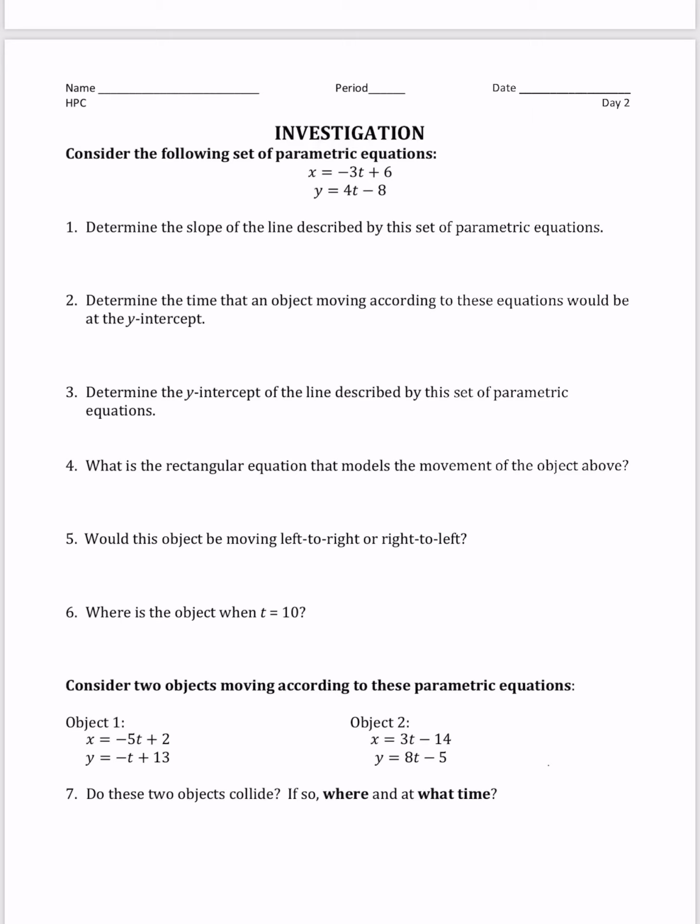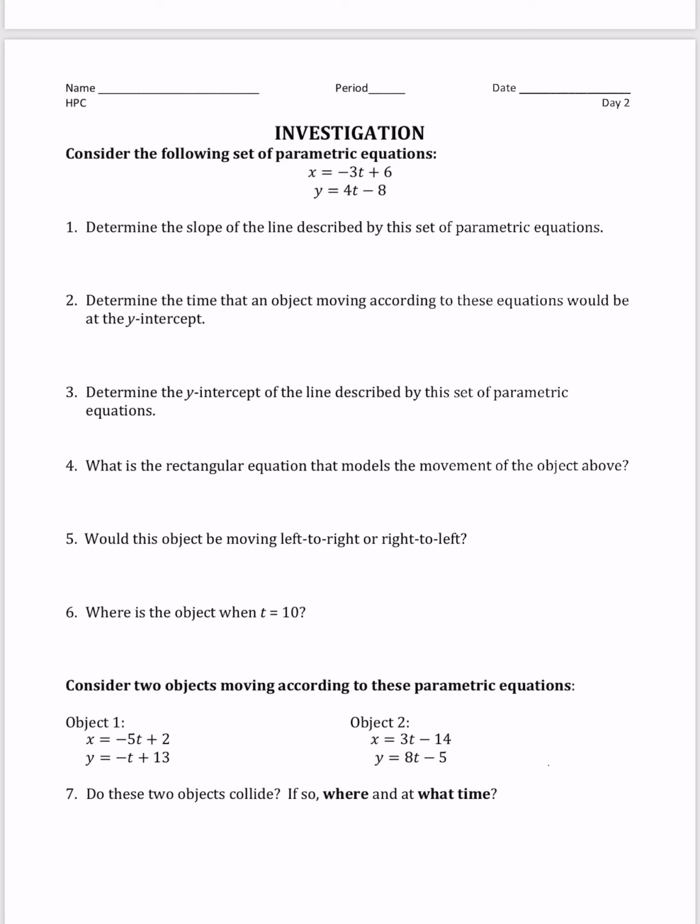All right, the investigation. So we're given a set of parametric equations, x equals negative 3t plus 6, y equals 4t minus 8. The idea here is that we want to follow a sequence of questions, which is going to lead us into what's going to happen at the bottom here, which is a way to lead this into something else. You'll see what I mean.